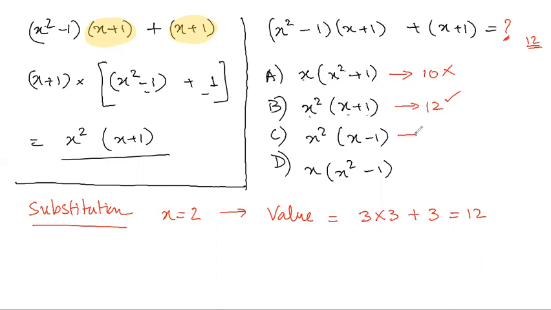So just verify. Here 4 times 1, so that's 4, doesn't match. And here it's 2 times 3, so that's 6, which doesn't match. And you are good to go with only one option matching. And that saves a lot of time.